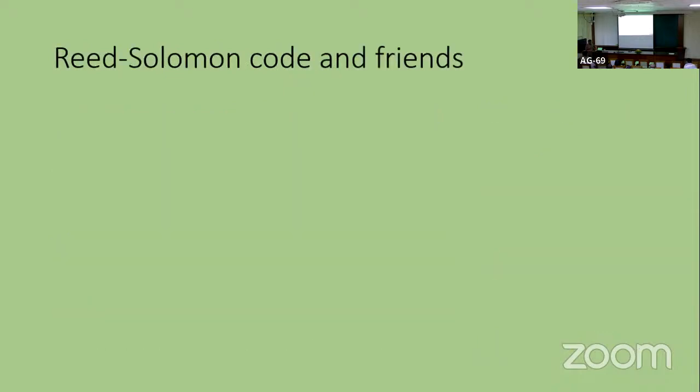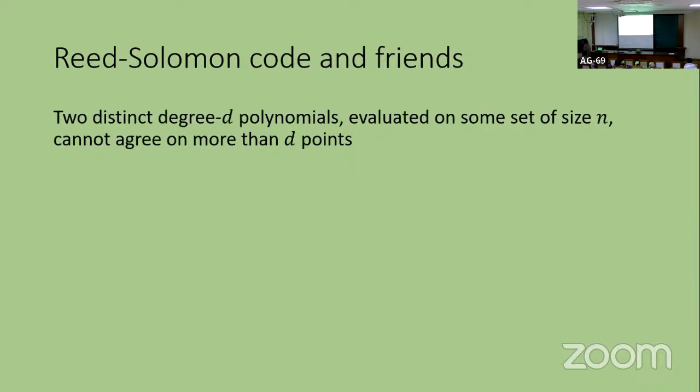Again, we'll not talk much about Reed-Solomon codes, but just to refresh your memory, this is a basic fact about polynomials. Two distinct degree d polynomials evaluated on some set of size n can't agree on more than d points. Why is this? Because if p and q are these polynomials, then p minus q is also of degree at most d, and therefore it can't have more than d vanishing points. So these have to disagree on a large number of points.